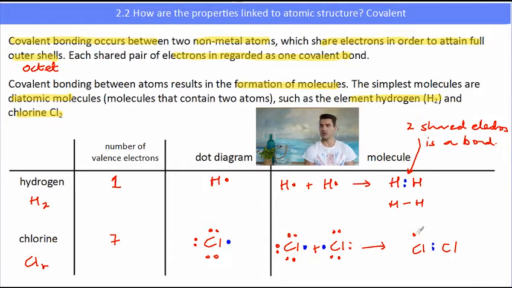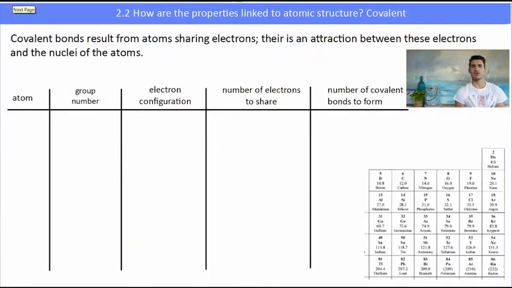Now we have bonding electrons and non-bonding electrons. In this diagram, the blue dots would be the bonding electrons. The red dots are the non-bonding electrons. So they're there, but they don't actually take part in the bond. So covalent bonds result from atoms sharing electrons, and those shared electrons are attracted to the nucleus of the atom, and that's what holds them together.